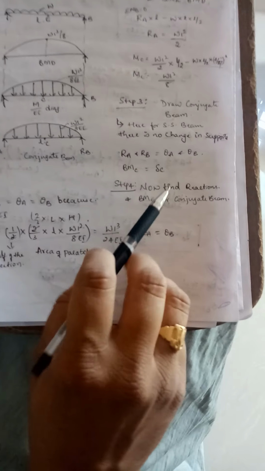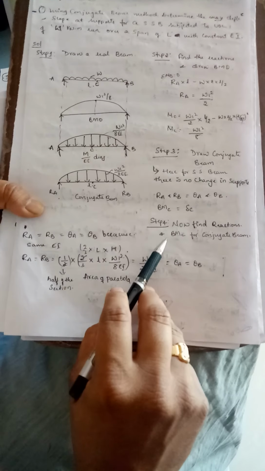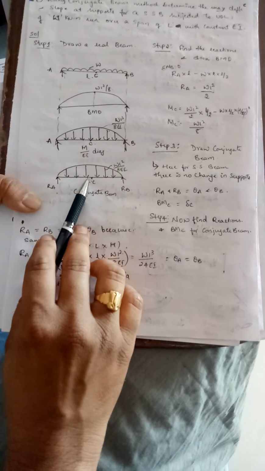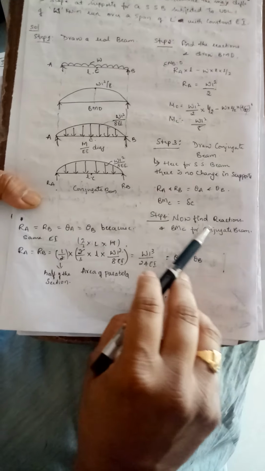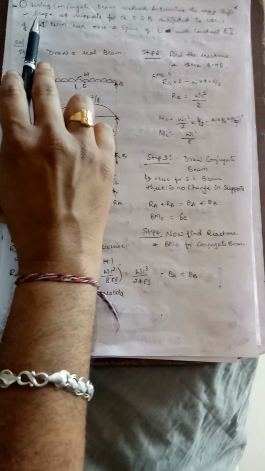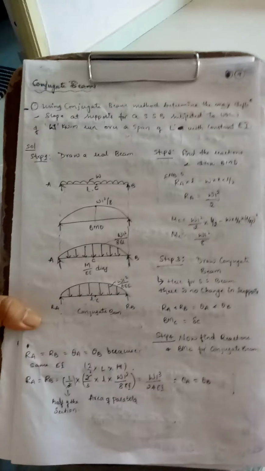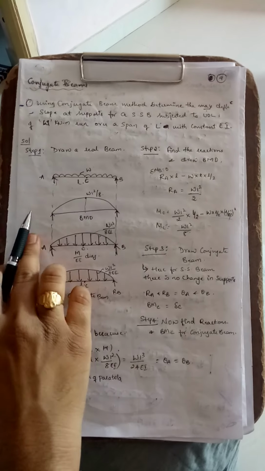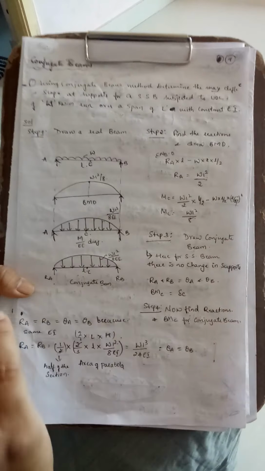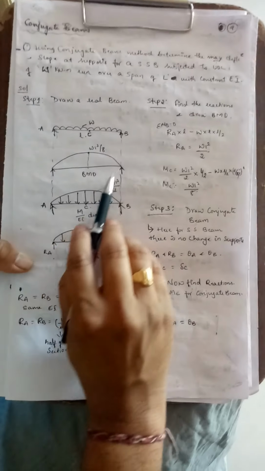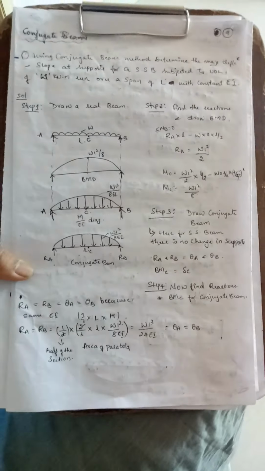What is the next step? Find the reactions and bending moment at C for the conjugate beam. Why bending moment at C? What he asked is the slope at the support and maximum deflection. Where will maximum deflection occur? In the simply supported beam, the maximum deflection will occur at the midspan.